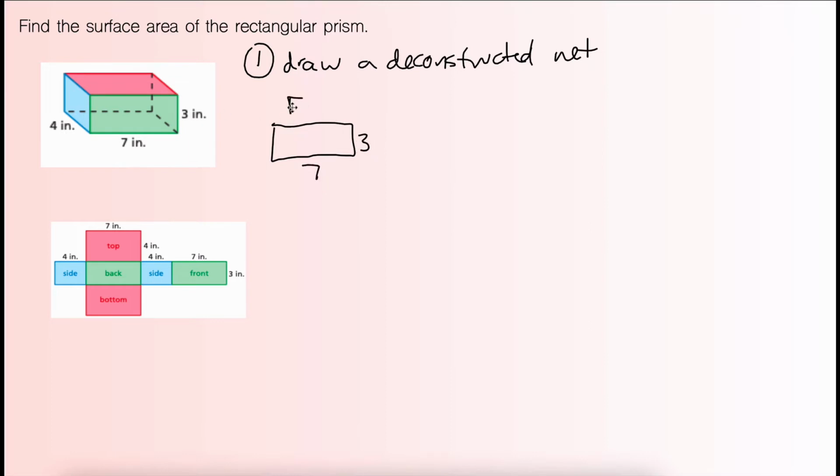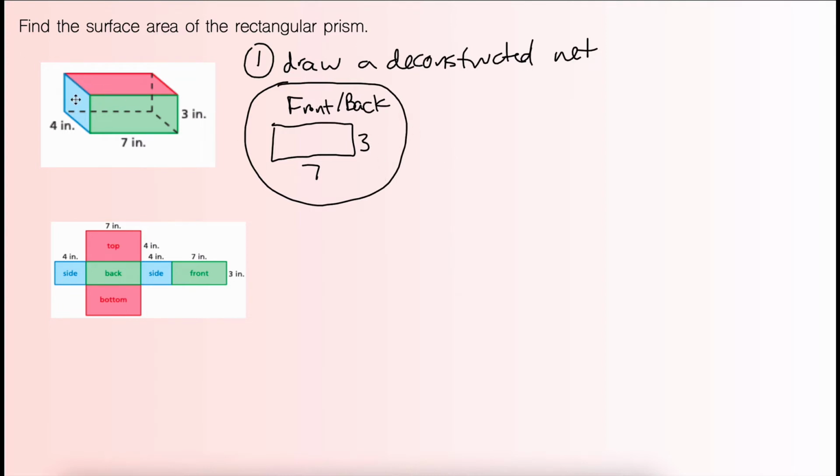This is the front, and it's also the back. If you could see straight through this prism, the back would be a matching 7x3 rectangle. So there are 2 of these. I'm going to circle that. That's 2 of the sides, the front and the back.